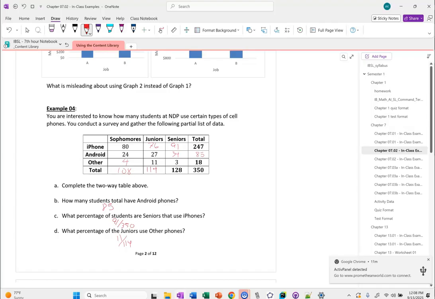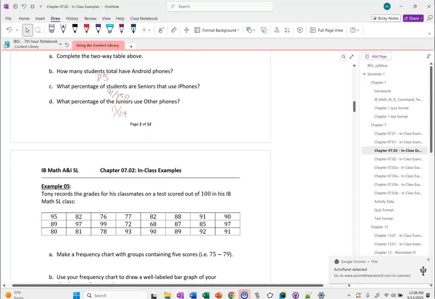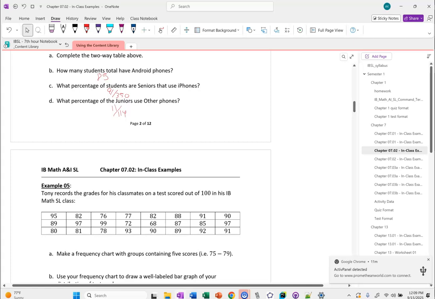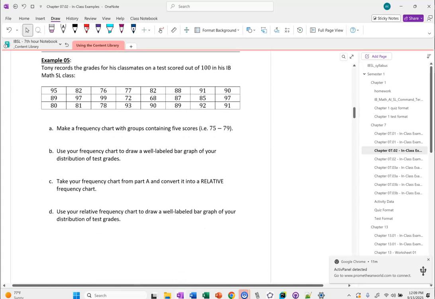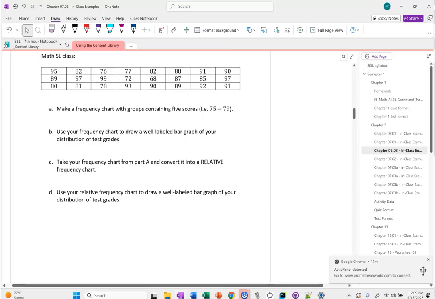Everybody feel okay on doing this? Again, very similar to the type of question you might be asked to do on a quiz or a test. Again, pretty easy. You just have to be able to read, right? The reading's the hard part. Oh my God, Mr. Kulik, reading. All right.